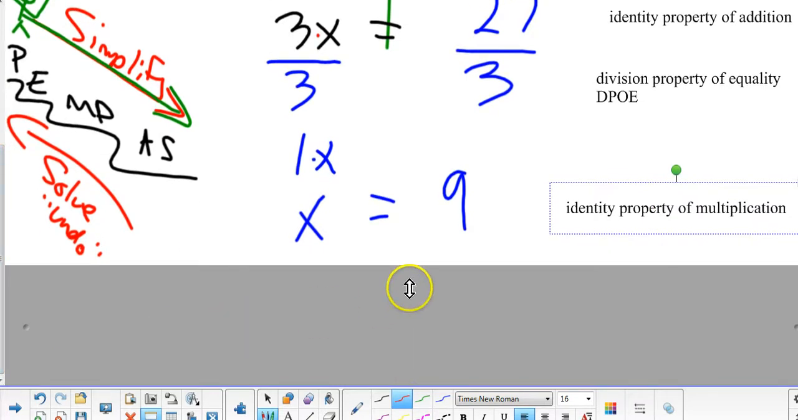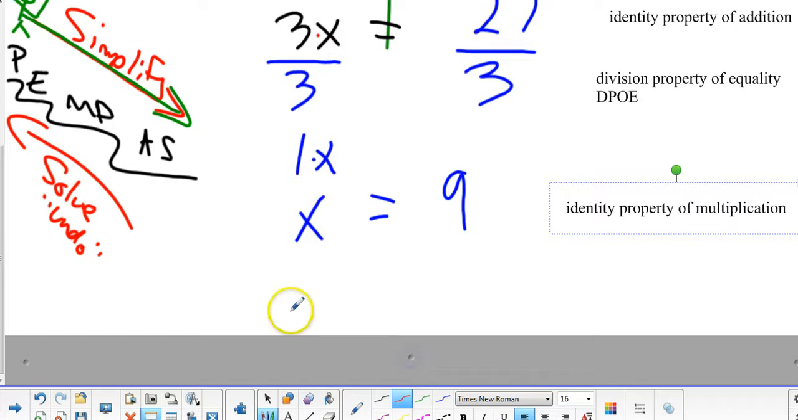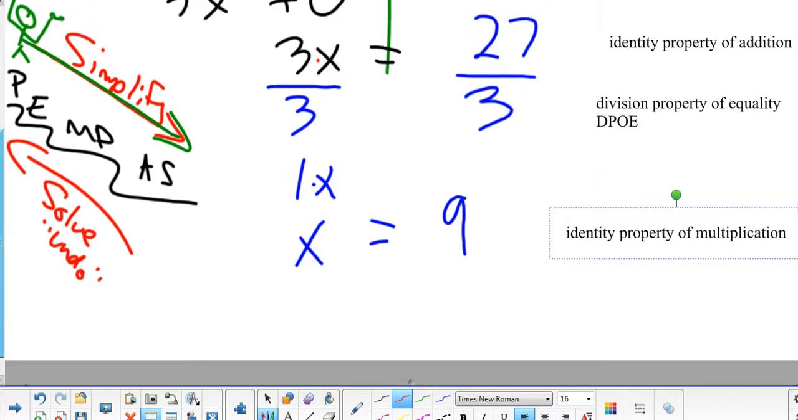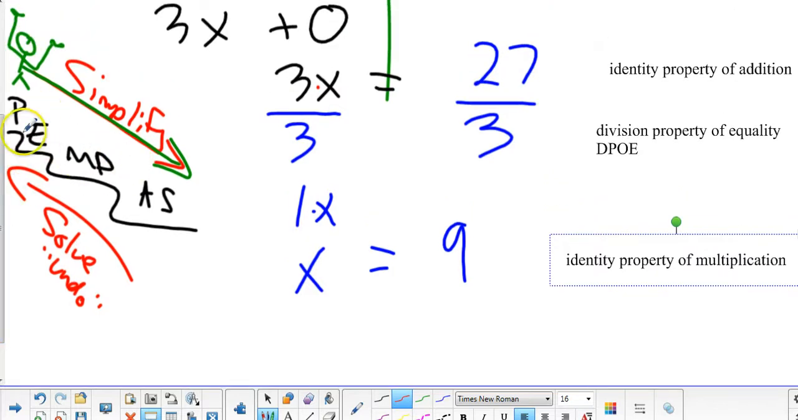Do I have any other fun tricks down here? No. I want to draw your attention to over here on the left. I've got my order of operations, PEMDAS again, and that's the order that I simplify: parentheses, then exponents, and multiplication, division, addition, and subtraction.